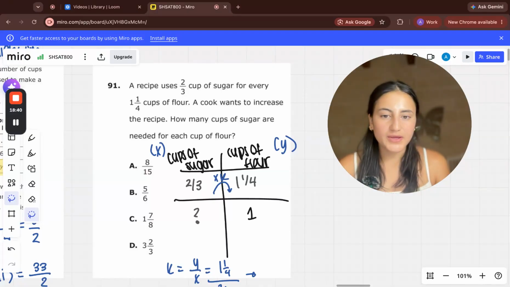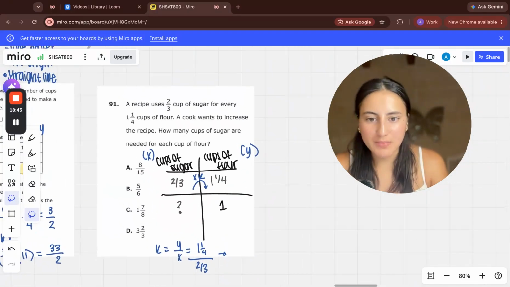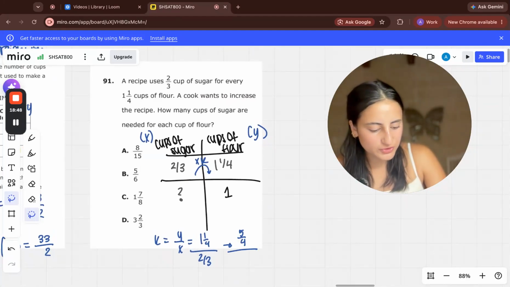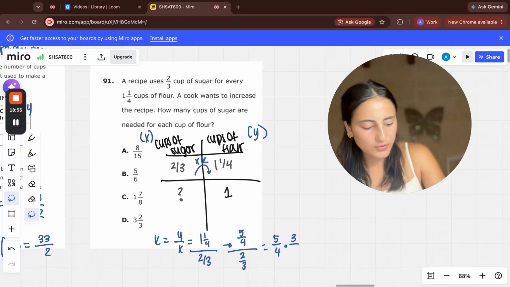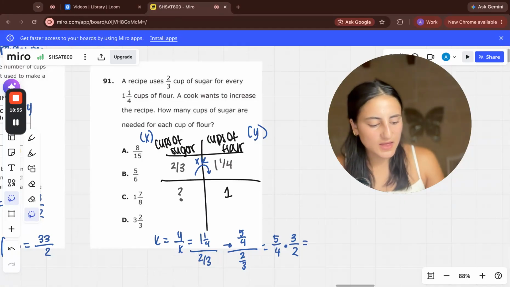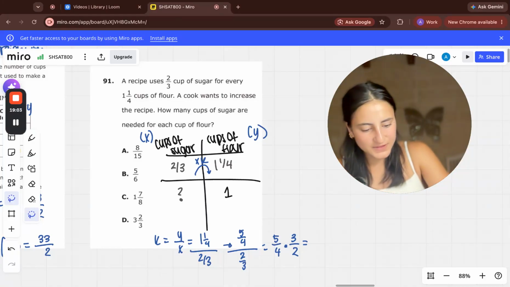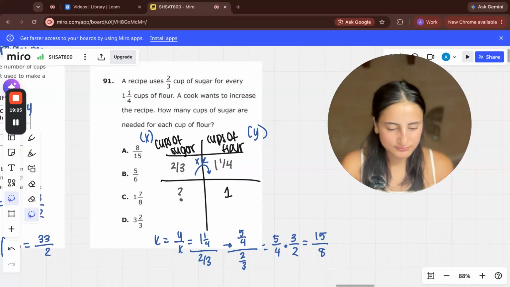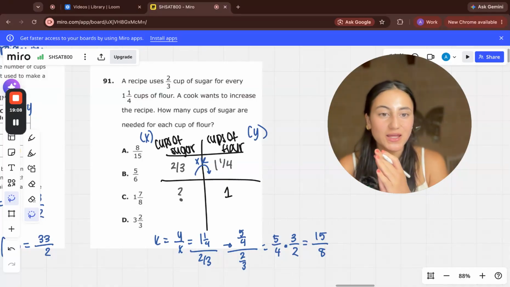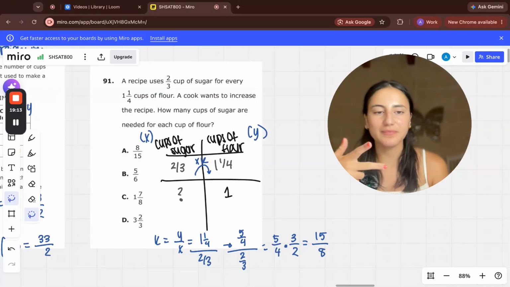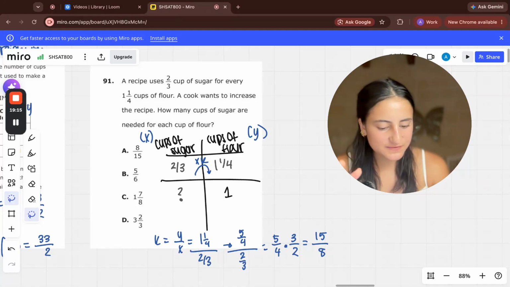Now we want to make sure that we rewrite this from a mixed number to an improper fraction. So 1 1/4 is equal to 5 over 4 all over 2/3, which is also equal to 5 over 4 times 3 over 2. When you multiply all of that out, you're going to get 15 over 8. Okay, so the constant of proportionality, based on the way that I solved it, and you may have done it a little bit differently, maybe as a flip fraction, is 15 over 8.